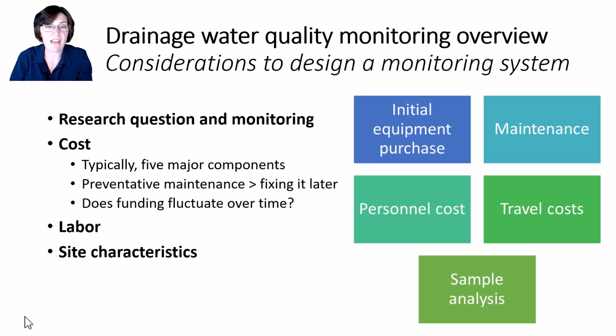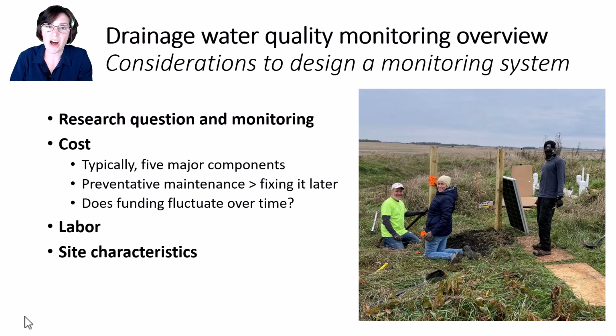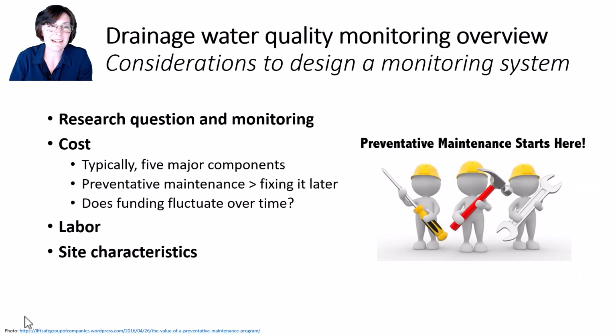There's usually 5 main types of costs to think about: initial equipment costs and site establishment, maintenance of your equipment, and then personnel, travel, and sample analysis costs. There's the upfront cost of buying and installing your monitoring system, which is often sizable, but you absolutely cannot forget about ongoing maintenance costs, especially if you're going to monitor for several years. And in terms of equipment maintenance, paying for preventative maintenance is worth its weight in gold.